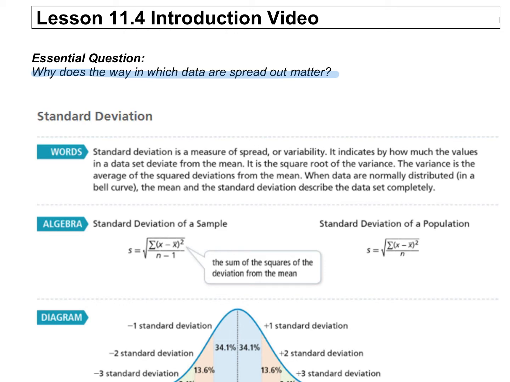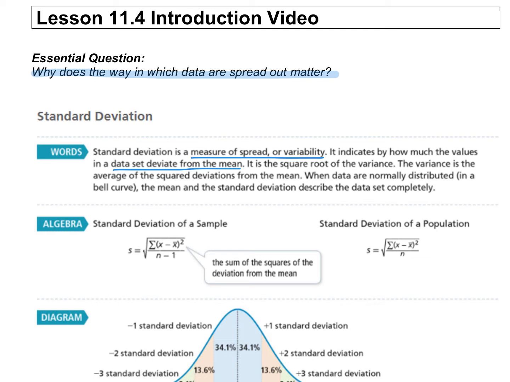So in 11.4, we are going to focus on something called standard deviation. This is about to get very mathematical and technical, so just bear with me and know that our following videos will help make sense of some of this. In words, standard deviation is a measure of spread or variability. It indicates by how much the values in a data set deviate from the mean. So we know the mean is the average. So how much do the values deviate from the mean?